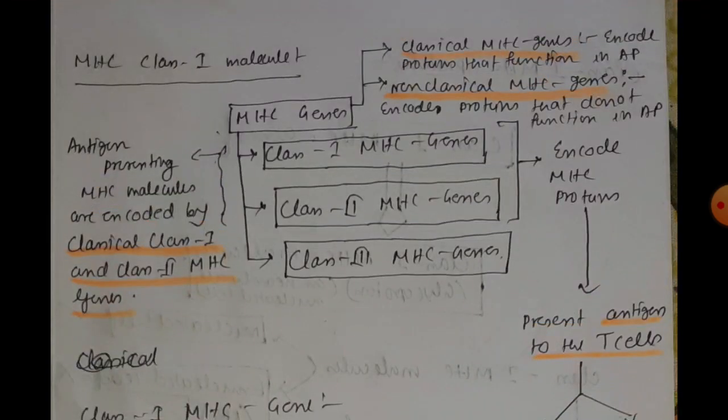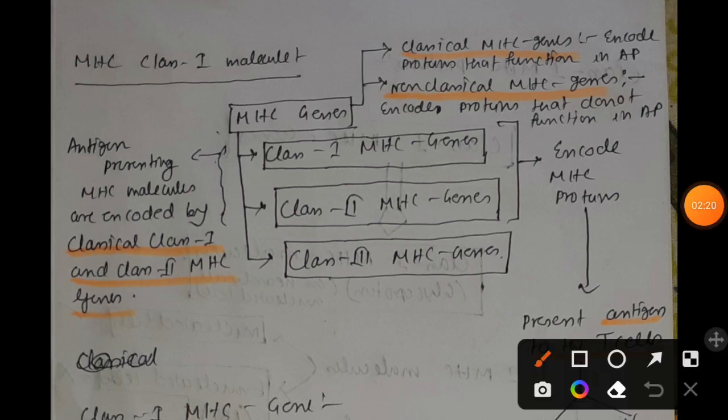Okay, now if we want to classify MHC genes, we can classify them as class 1 MHC gene, class 2 MHC gene and also class 3 MHC gene. I want to tell you that among them the first 2 are very important and class 3 is not too important, although we are going to make separate videos for class 1, class 2 and class 3.